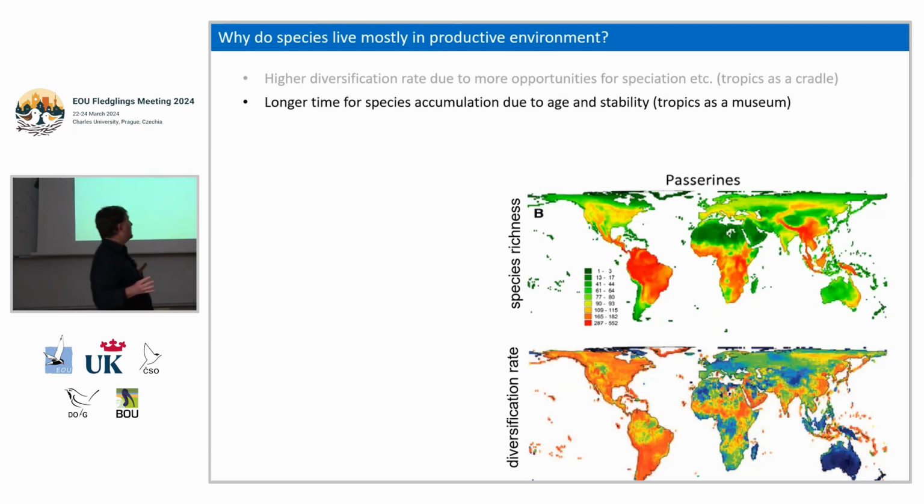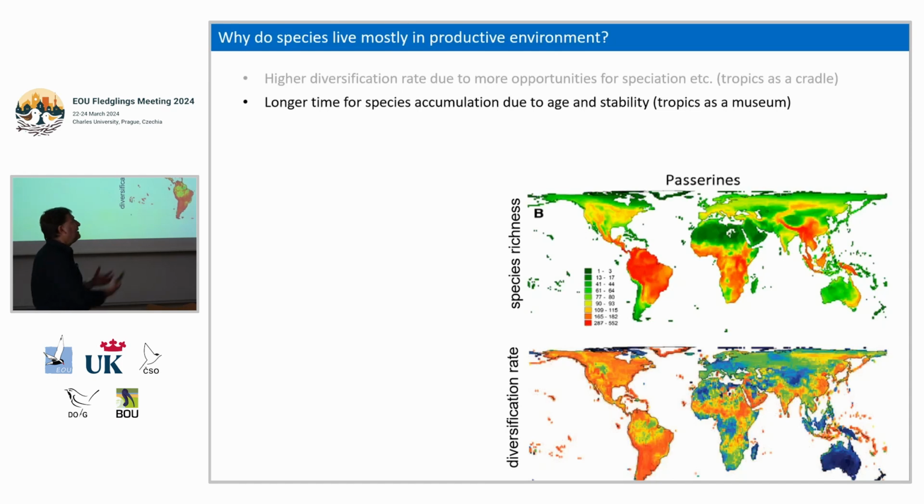Another explanation of the diversity pattern related to productivity would be that the tropics, or generally more productive environments, were older, more stable, and maybe bigger. Yeah? So this is sometimes called the time and area hypothesis. Whereas the first hypothesis is named as the tropics as a cradle because it generates species, this is the tropics as a museum, which means that it may not have a higher diversification rate, but there is a lower extinction rate and more species, or species have time to accumulate in the areas which are actually old and stable.